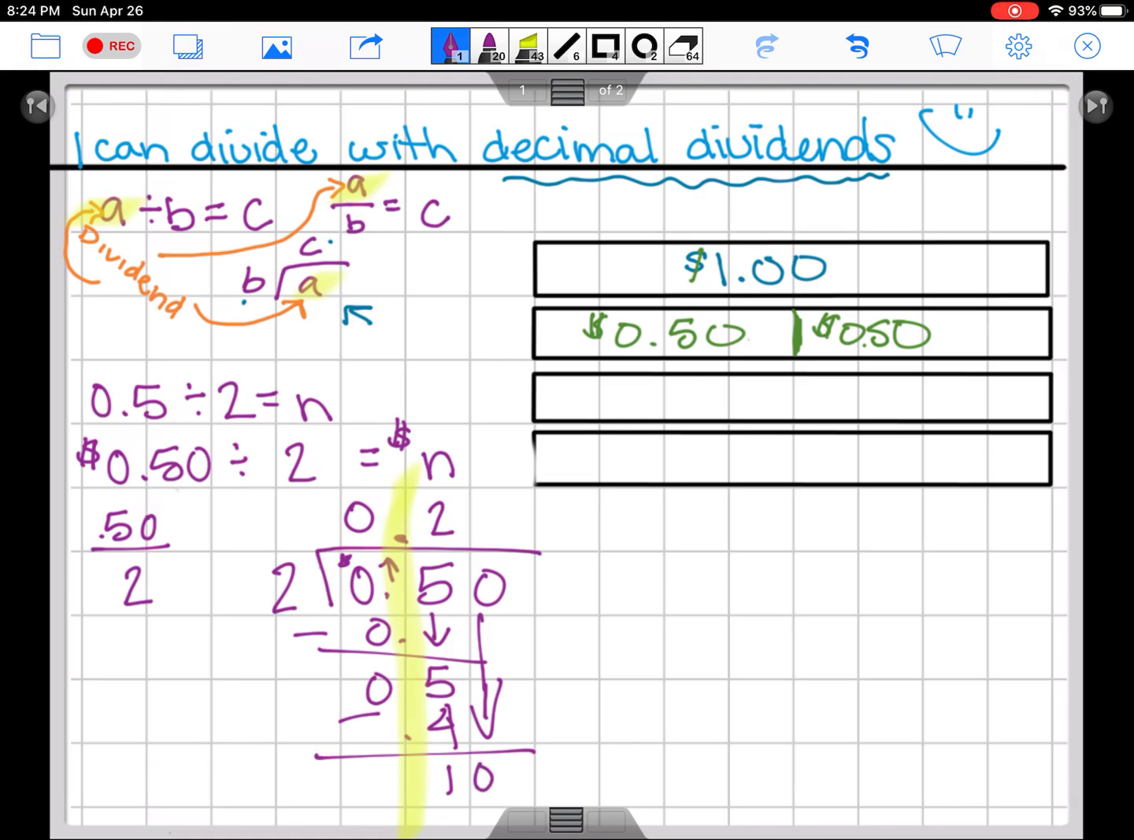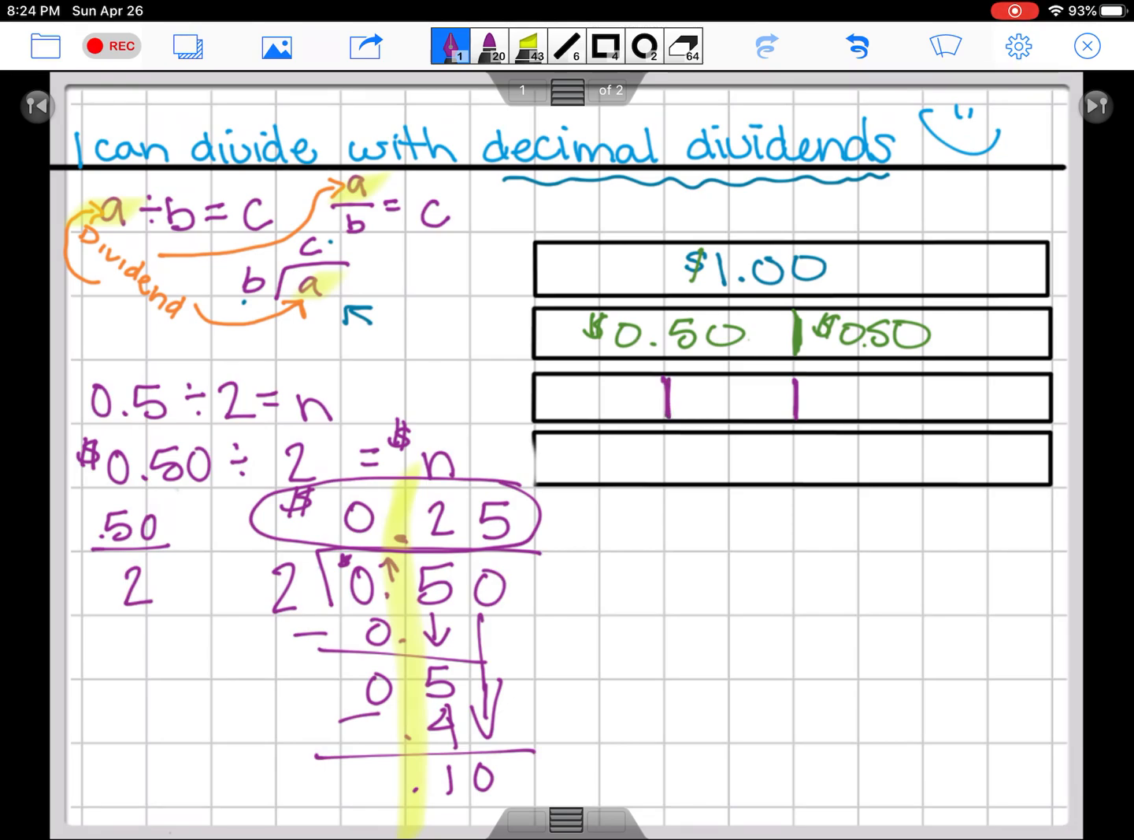Anyway, we're going to have 1 left over in our subtraction. Bring down that 0. How many times can 2 fit into 10, or what is truly 1 tenth, or 10 hundredths? That's going to be 5 hundredths there. Put our dollar sign, circle our answer.